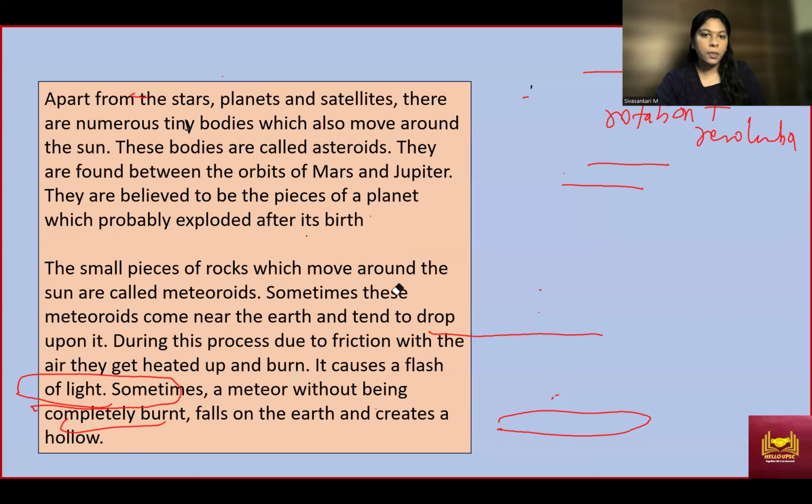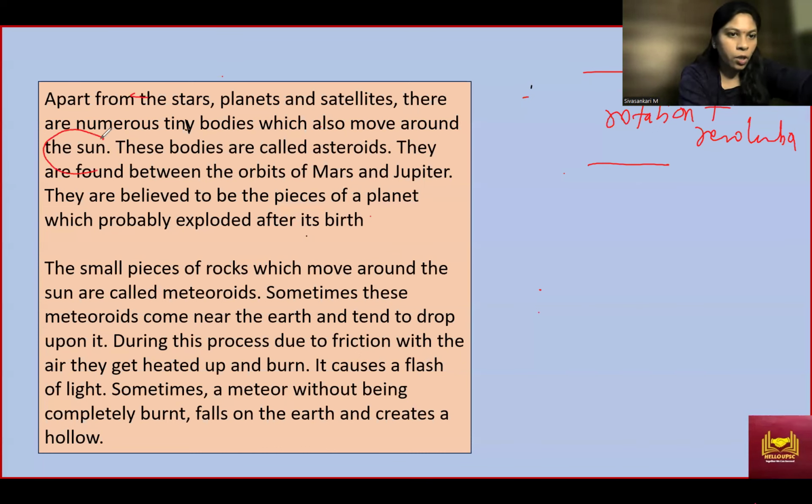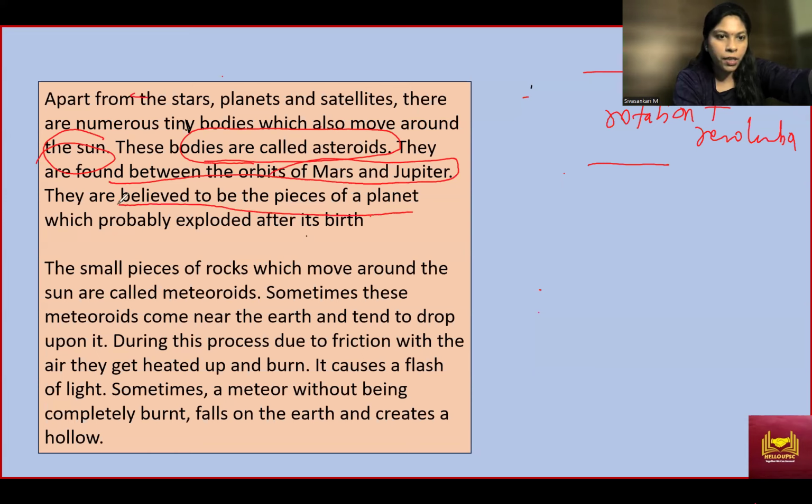Apart from the stars, planets and satellites which we have seen, there are other heavenly bodies also: numerous tiny bodies which move around the sun. These bodies are called asteroids. They are found between the orbits of Mars and Jupiter, and are believed to be pieces of a planet which exploded after its birth. So they may be like Pluto and all, which we are now calling a dwarf planet. So it is also a planet only. It has been blasted and exploded, and it is very small and goes around the sun.